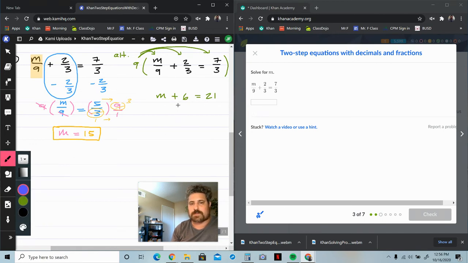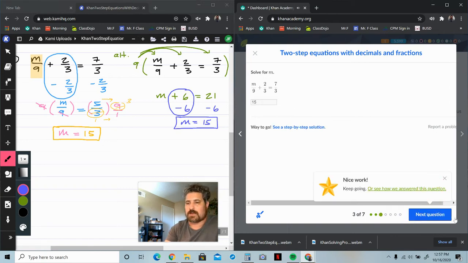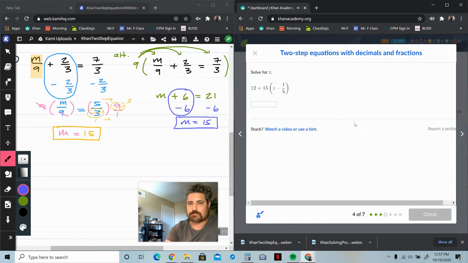Well, how do you undo plus 6? Minus 6 to both sides. This becomes a 0 pair. And look at that. m is 15. Same answer. So whether you do it by getting rid of the fractions, by multiplying by a multiple of all the denominators of the fractions, or by just working with the fractions, you're going to get the same answer. So you could use either strategy. So the answer here is just 15. And then you go on to the next problem.